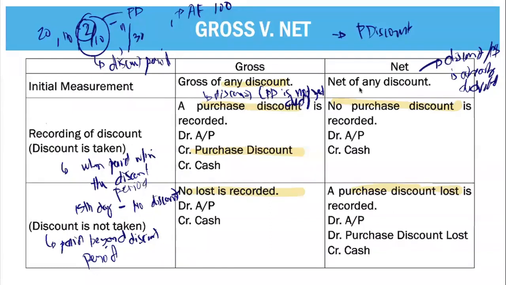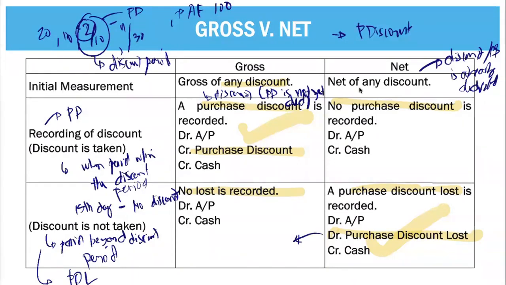Take note, if there is discount, we record purchase discount. If there is discount not taken, we have purchase discount loss. So purchase discount loss is only recorded here under net. Purchase discount is only recorded here under gross. Take note of these items, okay? Purchase discount loss appears only under your net method, while your purchase discount appears only under gross method.